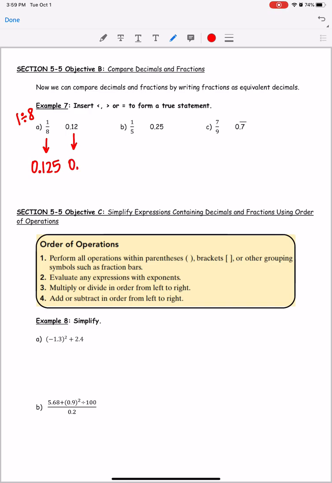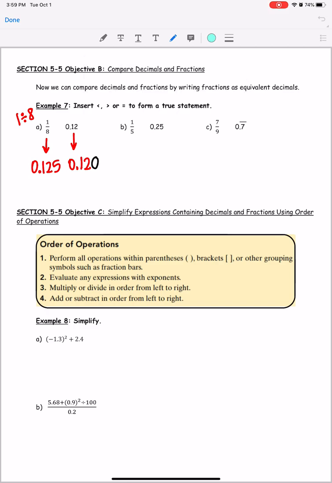We got 0.12. So compare these. Now don't compare 125 to just a 12. You've got 3 decimal places here. So let's make this one have 3 decimal places, which means I'm just going to add a 0 to the end here.